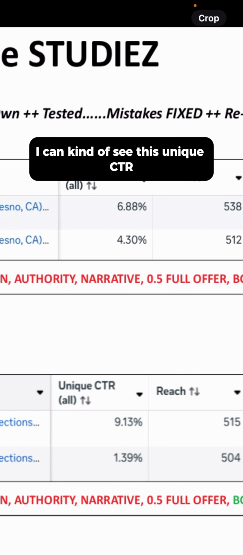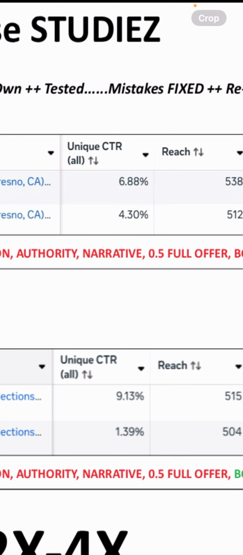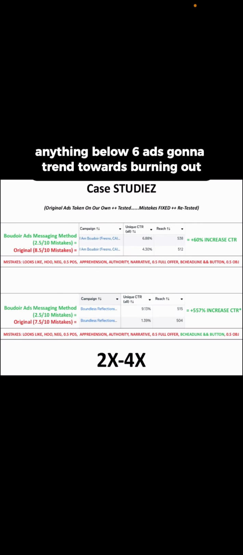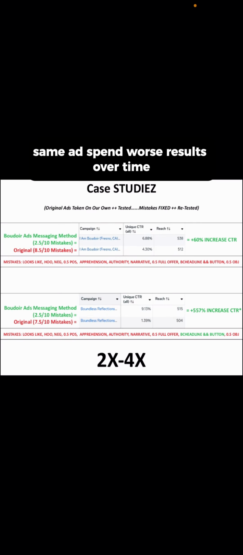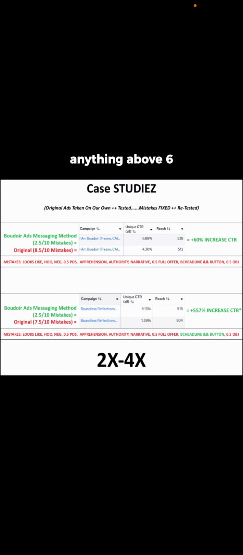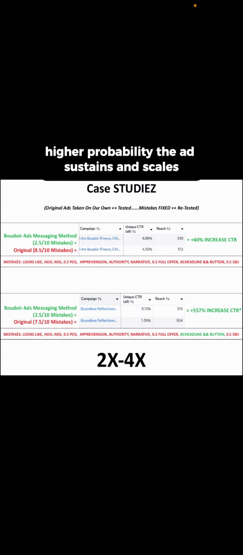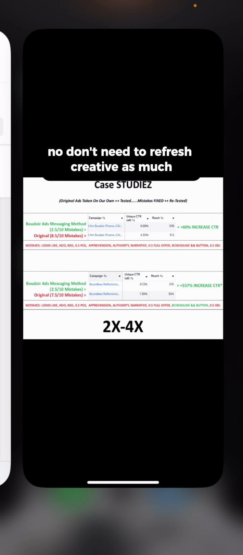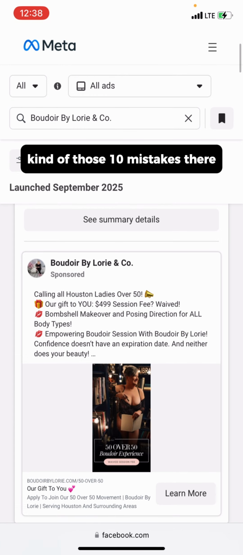I look at this unique CTR, that's the key metric of how many women are consuming the ad copy. Anything below 6, the ad's going to trend towards burning out: same ad spend, worse results over time. Anything above 6, there's a higher probability the ad sustains and scales: same ad spend, higher results over time, and you don't need to refresh creative as much. Those are the 10 mistakes.